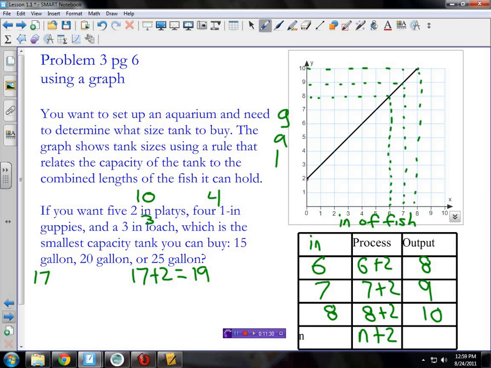People that say 20 are right. People that say 15 are wrong, because if you use 15, that's going to be too small. 15 is smaller than 19. The fish need at least 19, so you can't cut it down to 15. So they need 20. It's always nice to give the fish a little bit more room than to keep them crowded.